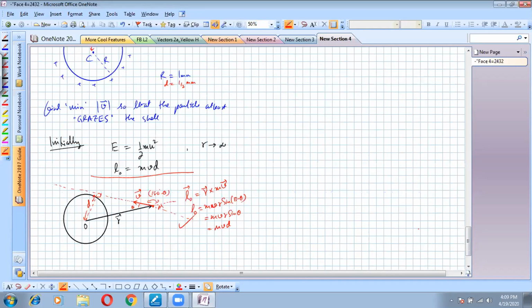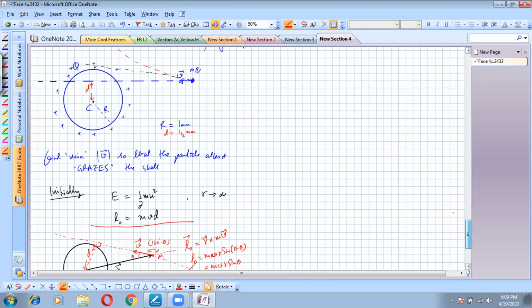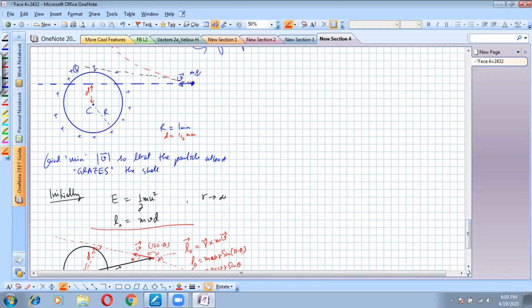Now similarly, I want you to work out what is happening, assuming that this particle takes that path more or less like the black colored line I've drawn, but it's just a bit closer. It's just about touching, grazing the surface over there. So if that is happening, then what is the case?